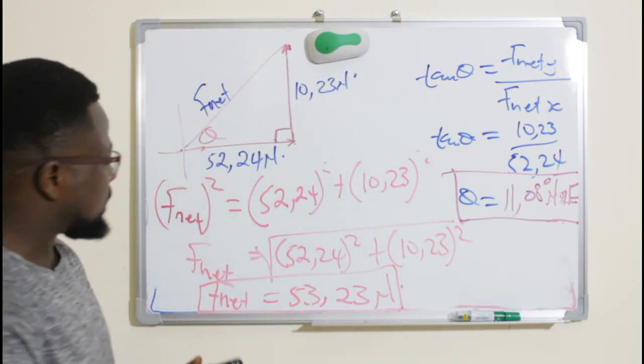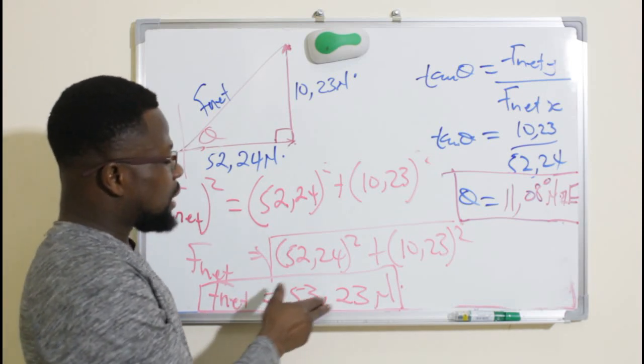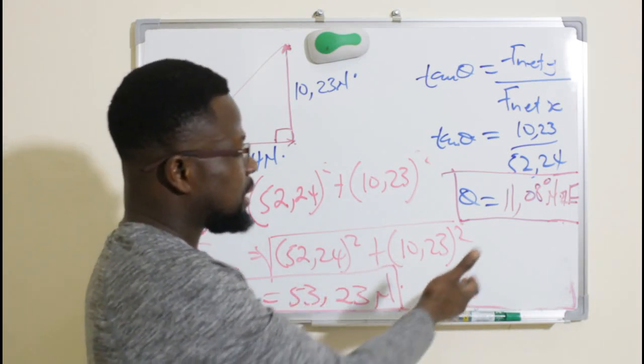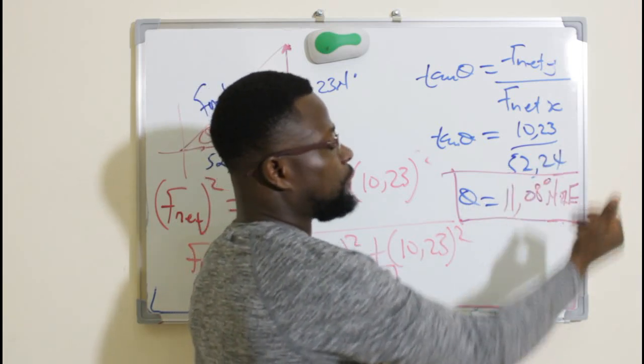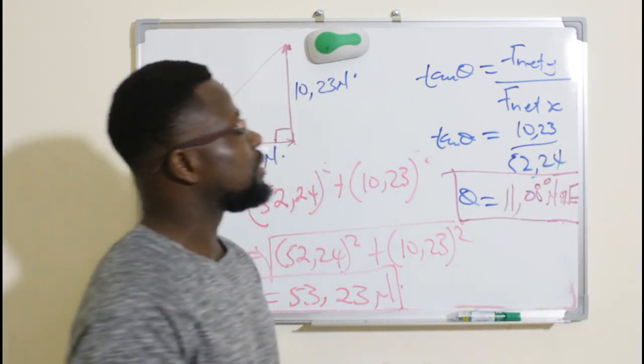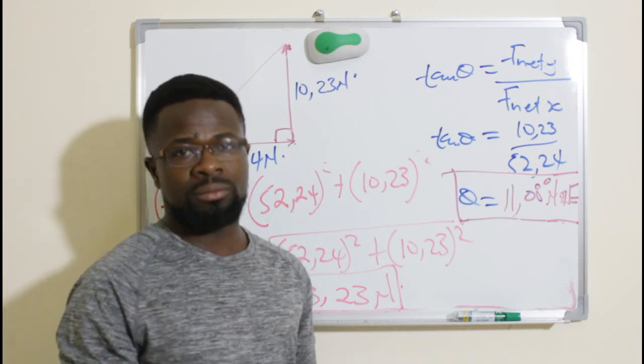So the net force is now 52.23 newtons, 11.08 degrees north of east. That is the direction in which the boat will be moving.